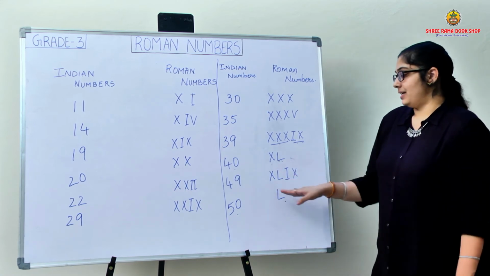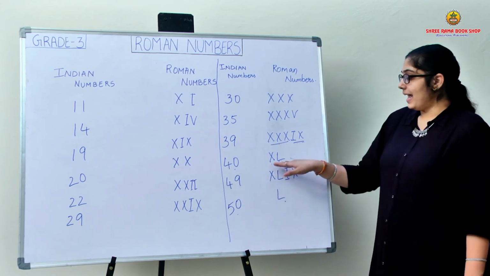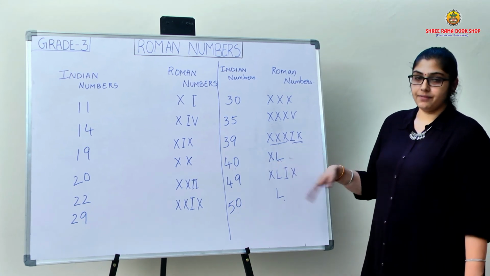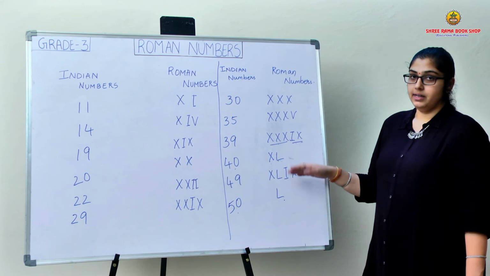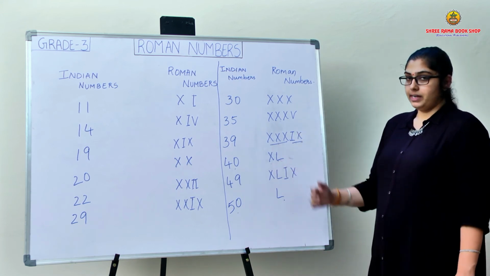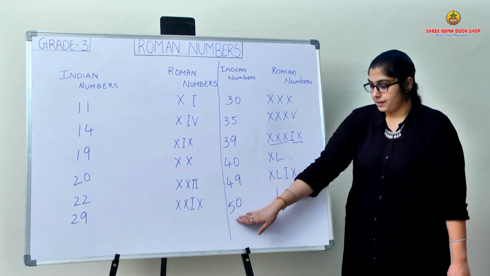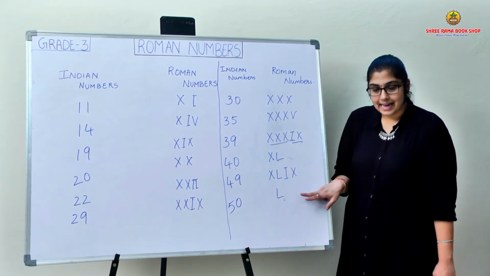For 49, it is XLIX. If it is 45, then I will write XLV. If it is 43, then I will write XLIII. Right? So if it is 49, I will write XLIX. If it is 50, I will take it as L.